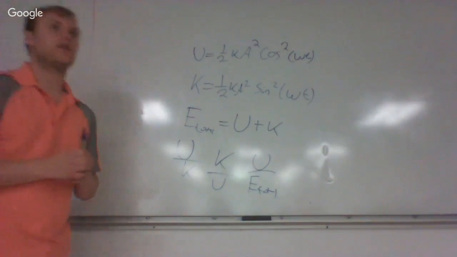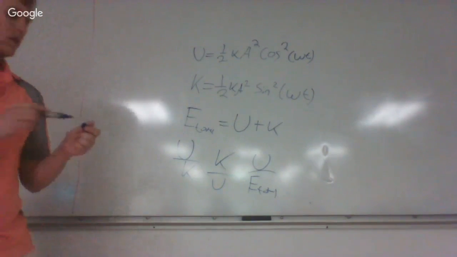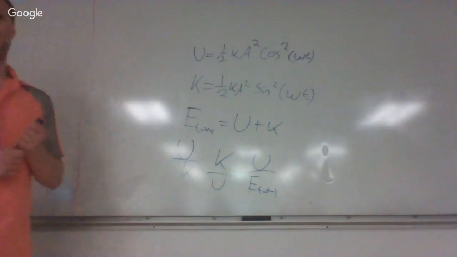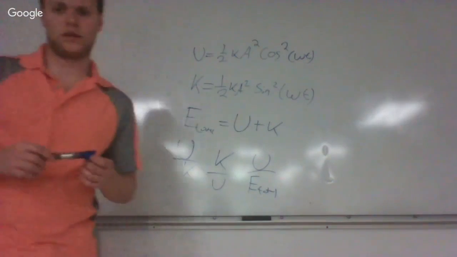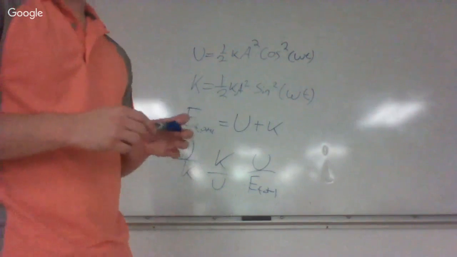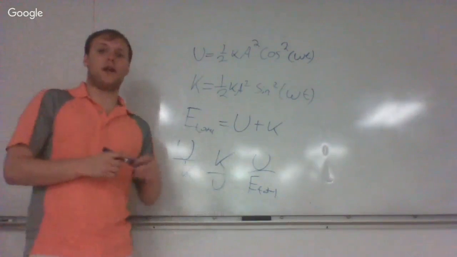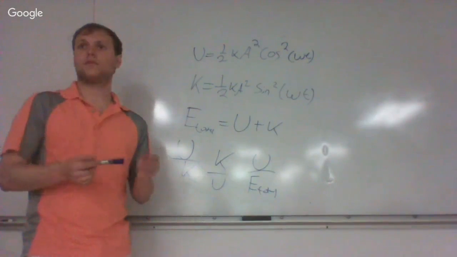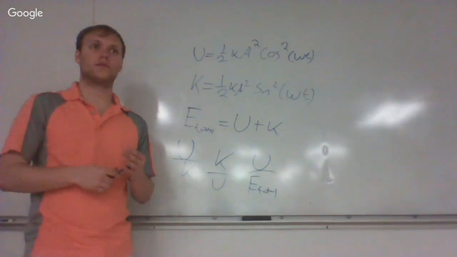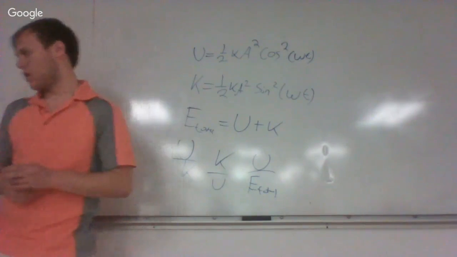Just 13.1, 13.2, 13.5, only simple harmonic motion. Okay, so that makes it a lot easier. And then for chapter 14, you only have to know the Doppler effect. So that makes that pretty easy. Okay, so that's it for chapter 13. Any questions about chapter 13? Any questions, guys? No? All right.